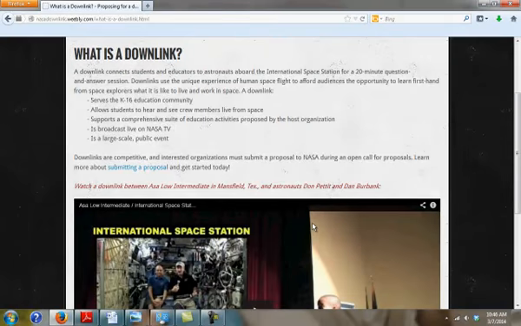So right off the bat, we want them to know what a downlink is. From the first page, they get that it's talking to the astronauts, but we want to very succinctly get them to understand what a downlink is. So you have a brief description. It talks to them about submitting a proposal, which would take them to another part of the website.